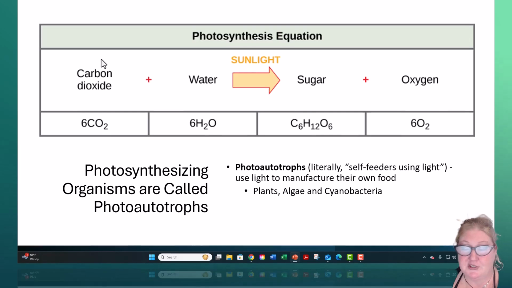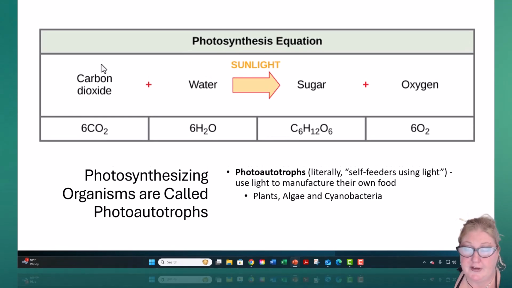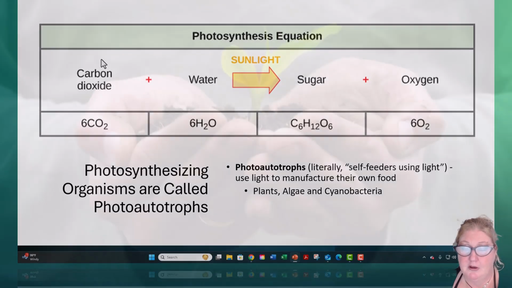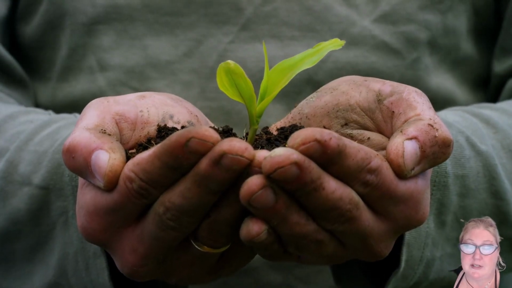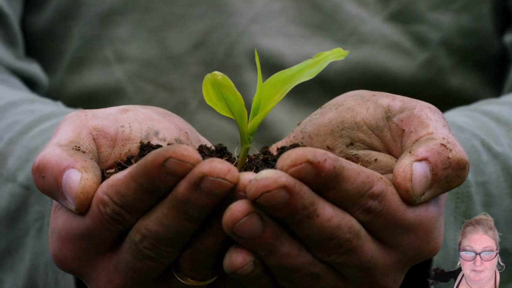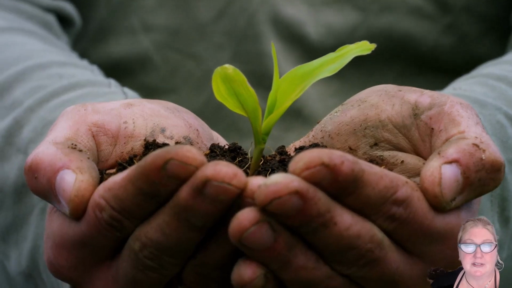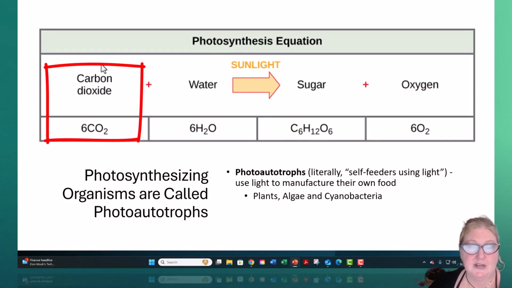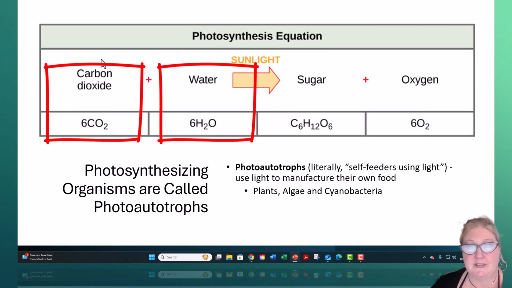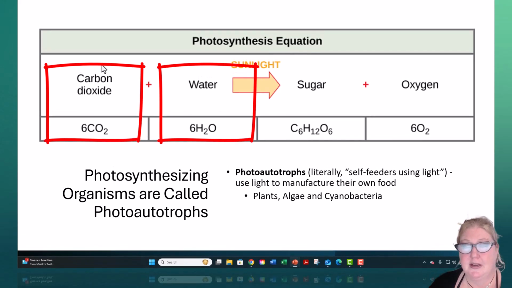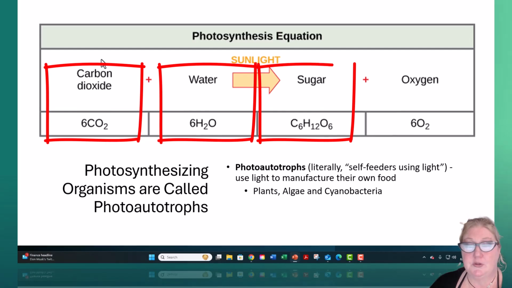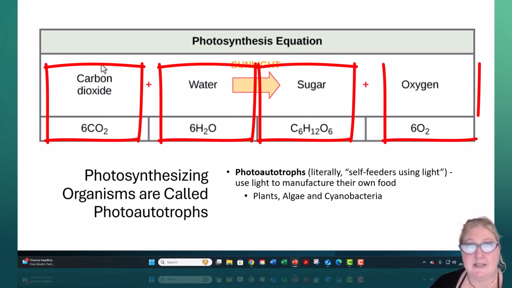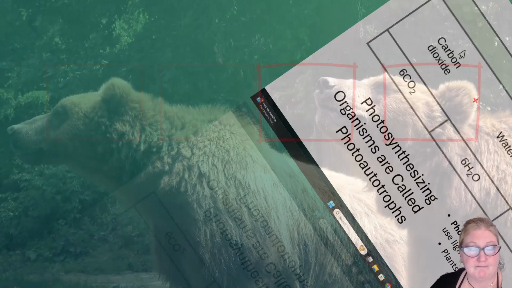Photoautotrophs literally translates into self-feeders using light. Photoautotrophs use light to manufacture their own food. You can see in the photosynthesis equation that 6 carbon dioxide molecules plus 6 water molecules in the presence of sunlight will create 1 glucose molecule and 6 oxygen molecules.